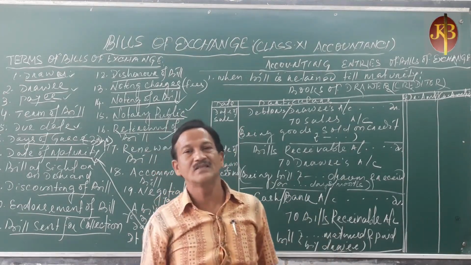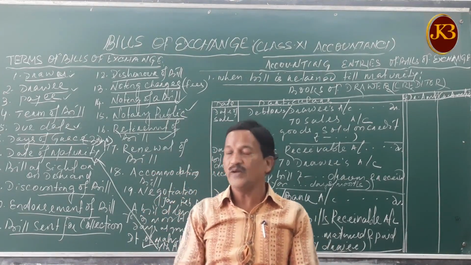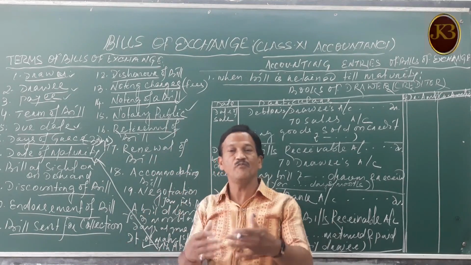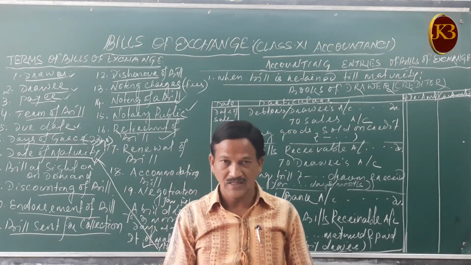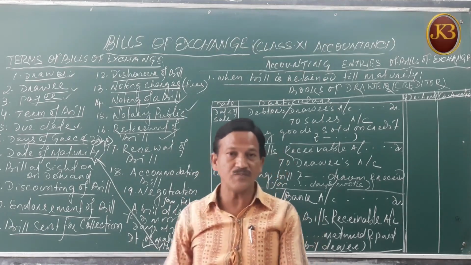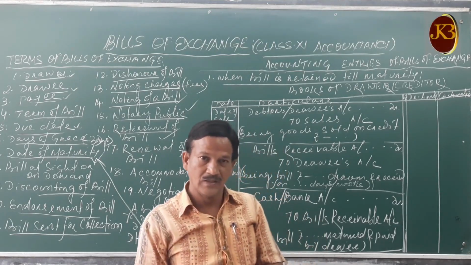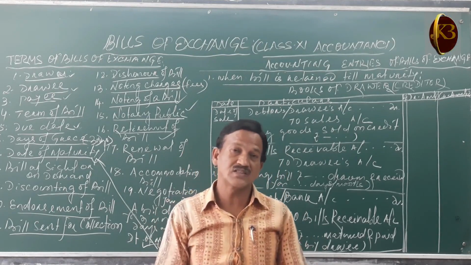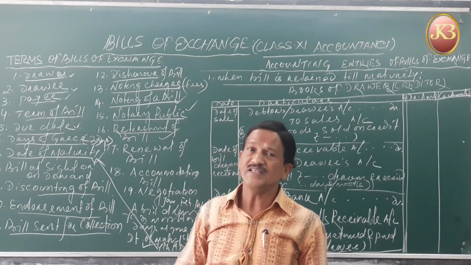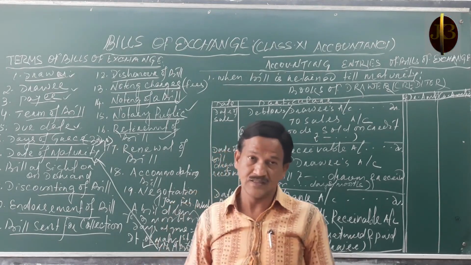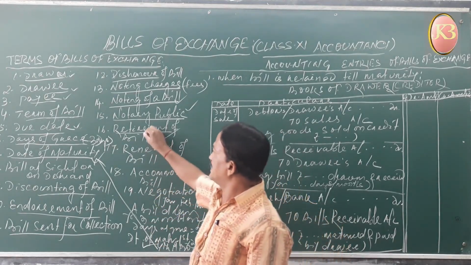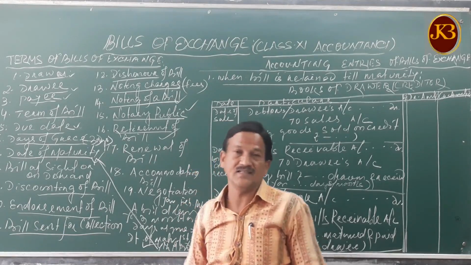Then retirement of bill. Retirement of bill means, as I told you, when the drawee fails to make the payment on the date of maturity, that is called dishonor of the bill. If he makes the payment on the date of maturity, that is called honor of the bill. But sometimes the drawee makes the payment of the bill before the date of maturity. Then we call it retirement of bill under rebate.